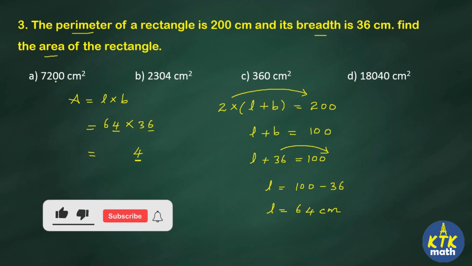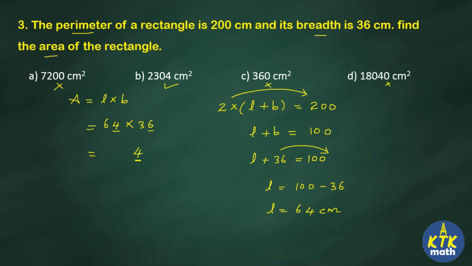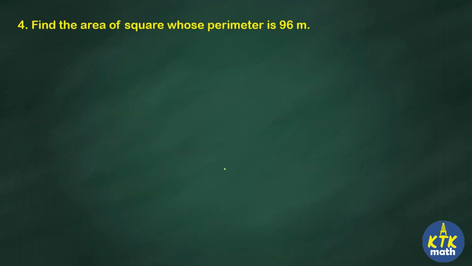You check the options. Here it is 0, here it is 4, here it is 0, here also it is 0. I am checking only the last digit. So by multiplying only the unit digit, I can conclude my answer for the third question is option B, 2304. 2304 will be your answer for that question. We'll move on to question number 4.